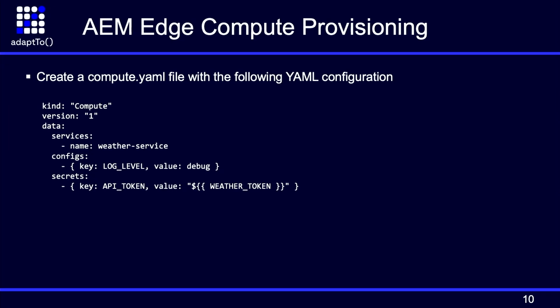For those who are already familiar with the concept of CDN configuration, as you can see, it's quite similar. So you create a compute.yaml file, and you put the following content. It's a configuration of kind compute, where you can define a list of services. Each service has its proper name. Here we have one service called weather service. And then you can define configs that are the equivalent of environment variables and secrets.